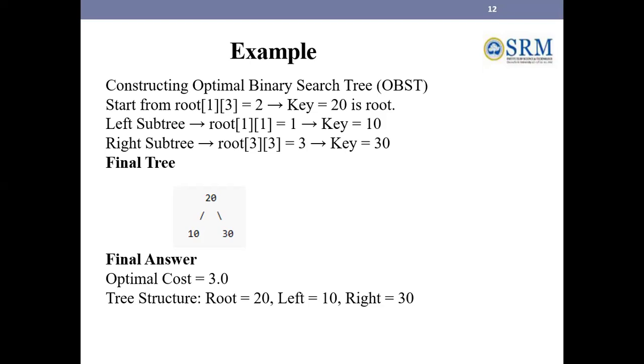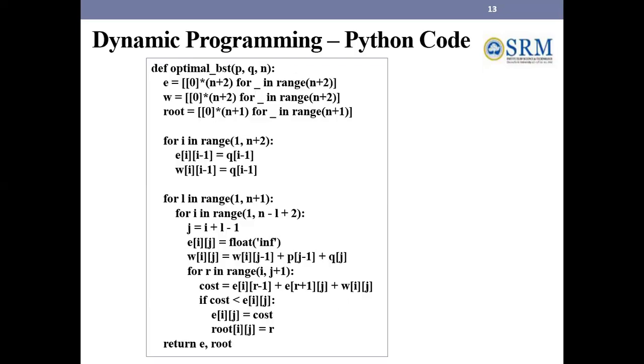Then in the next step, take every three nodes, 1, 2, 3, and if you have more than three nodes, the remaining 2, 3, 4. Find out which is the root node. That minimum cost is stored in table E, and the node which gives the minimum cost will act as the root node, which is stored in the root table. So from the root table, we have to generate an optimal binary search tree.